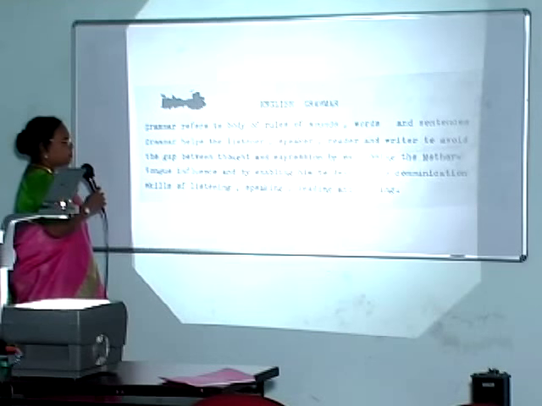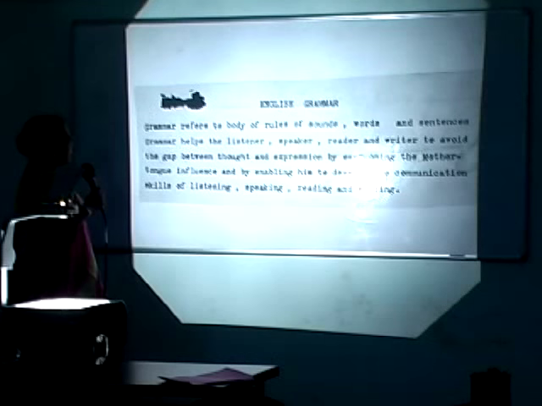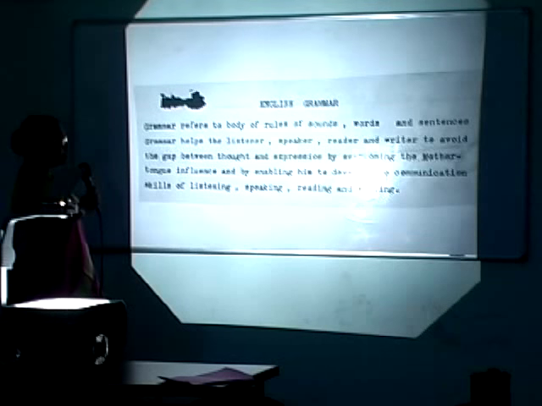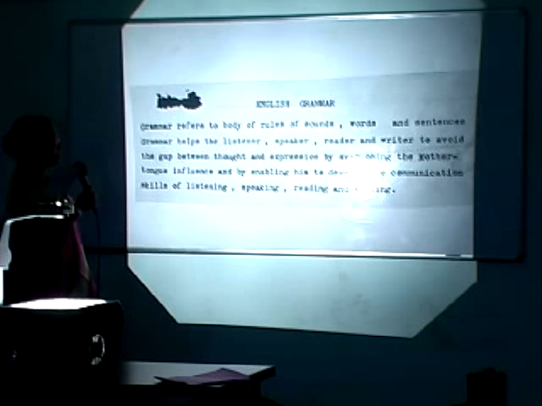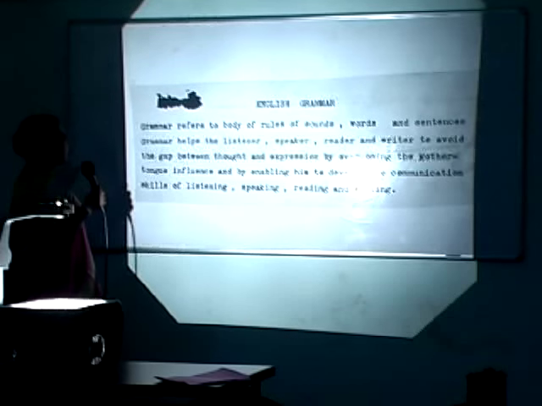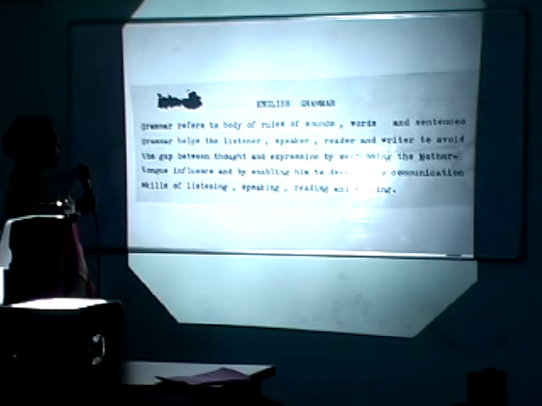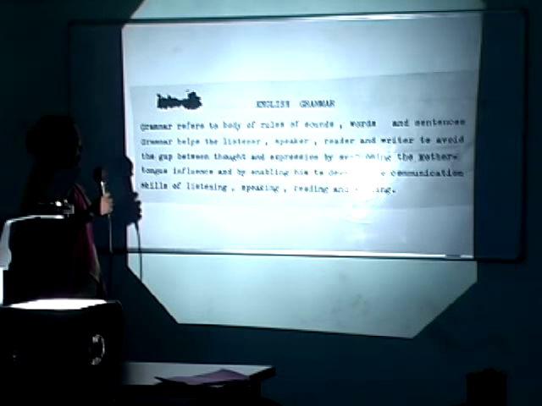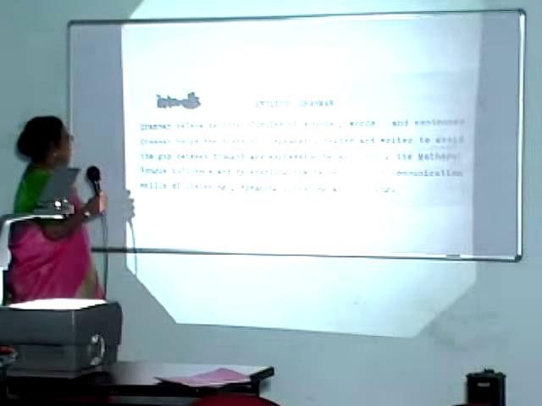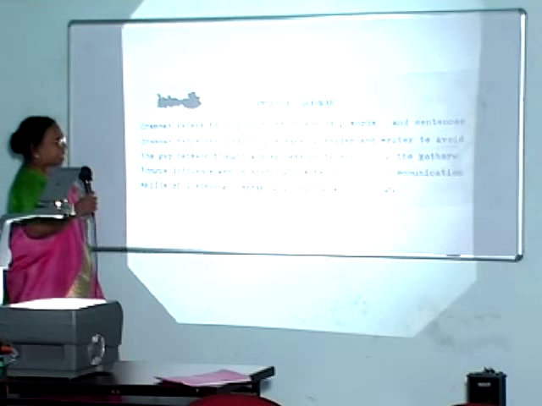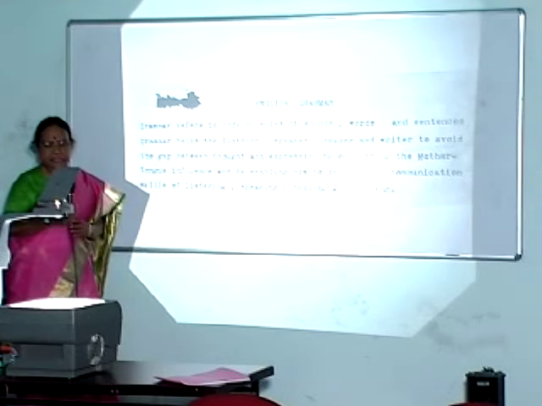Grammar is a body of rules of thought, words and sentences. It helps the listener, speaker, reader and writer to avoid the gap between thought and expression by overcoming the mother tongue influence and by enabling them to develop the communication skills of listening, speaking, reading and writing.